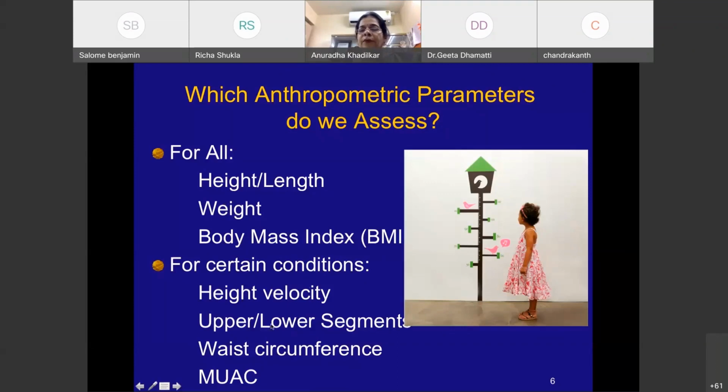Now, we'll also look at these, that for certain specific conditions, you need to know different parameters, and this includes the height velocity, which is the growth rate which I spoke about last time also. I will remind you a little bit about it. Then the upper and lower segment, then you have the waist circumference and the MUAC. Now here I'm saying for certain conditions where the child is not very sick. For sick children and for nutritional screening or for the at-risk population, we are going to discuss in our next lecture.